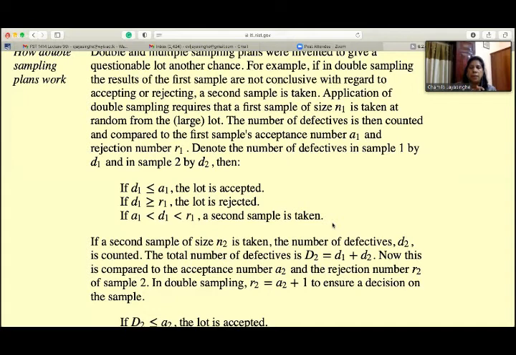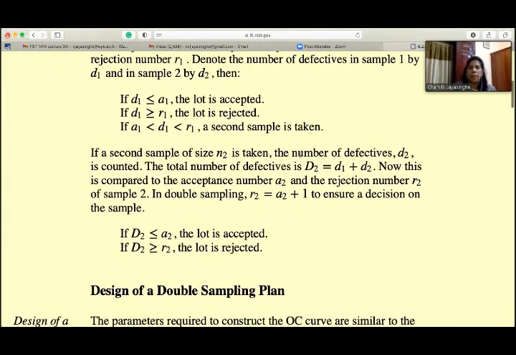Earlier, in the single sampling plan, there is no gap. Only A1: acceptance or rejection. Acceptance equals rejection. But here there is a difference between acceptance and rejection; in between them there is a gap. If D1 falls in that gap, we will go for a second sample. If a second sample of size n1 is taken, then the number of defectives here we call D2 is counted. The total number of defectives is D1 and D2 together.